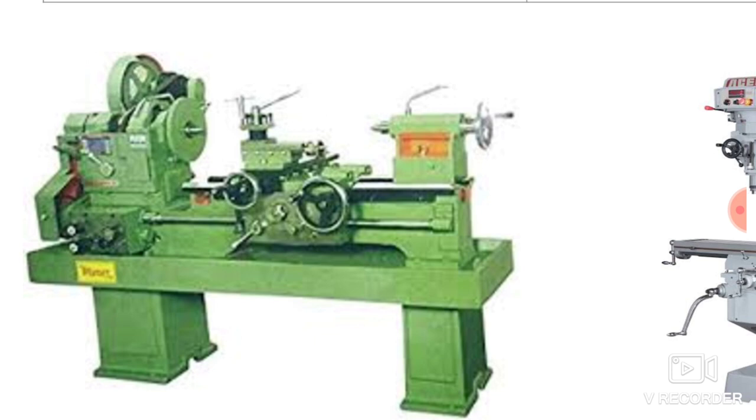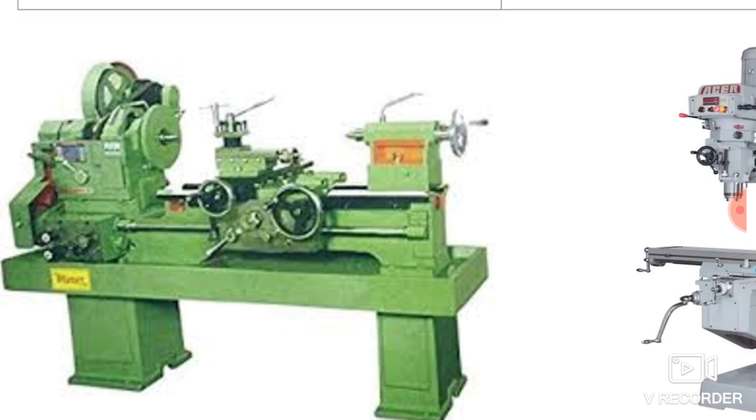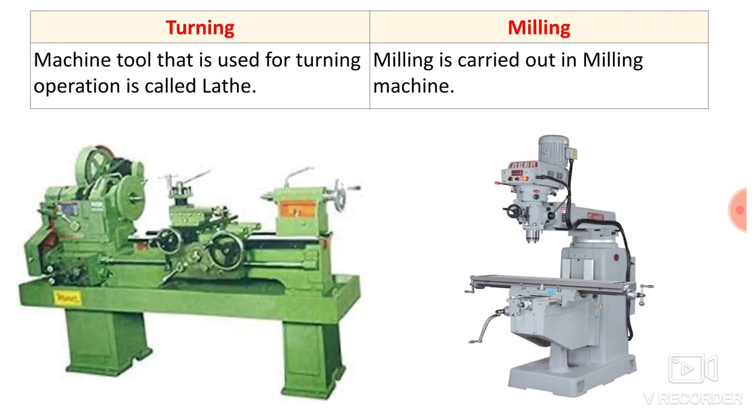Here you can see different handles. With these handles you can move the cutting tool along the x axis, along the diameter of the job, or along the length of the job, the z axis. Then at the end there is a tool post. The lathe machine has a pan where you can collect the chips. These are the different components of your lathe machine. So the machine tool used for the turning operation is called the lathe machine.